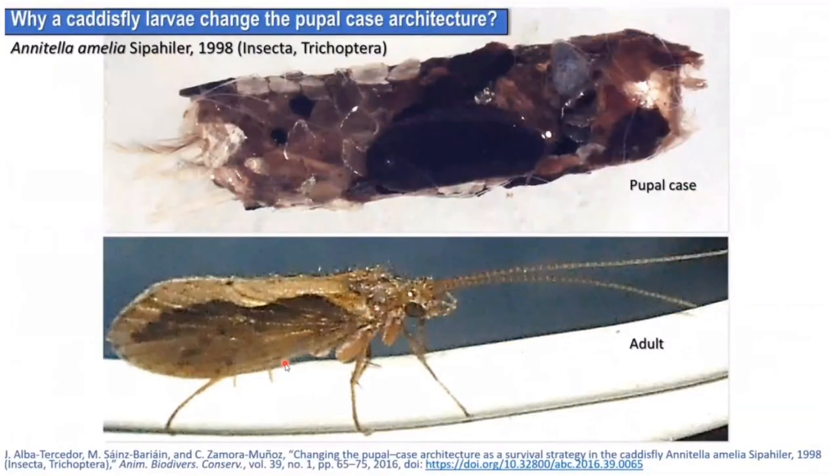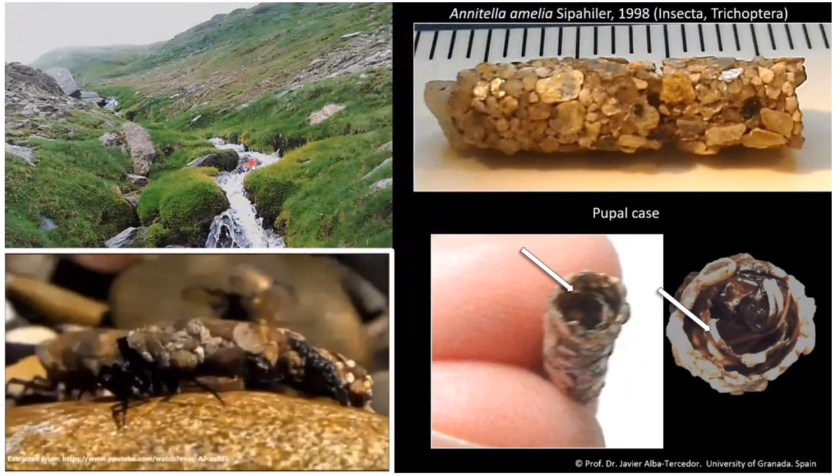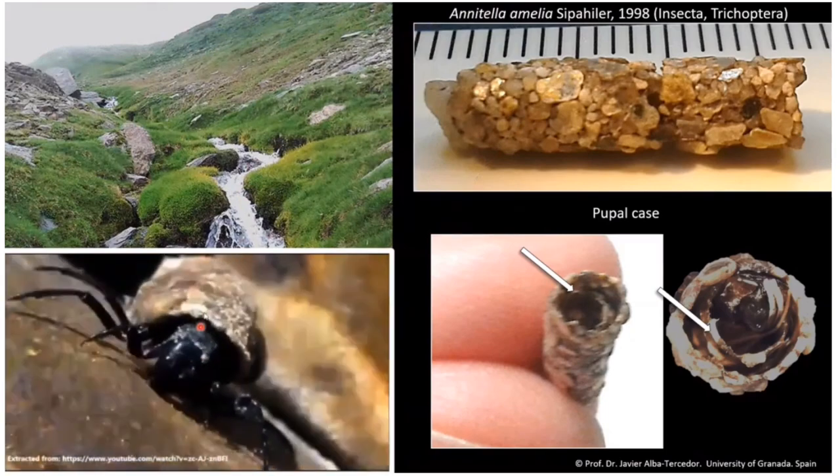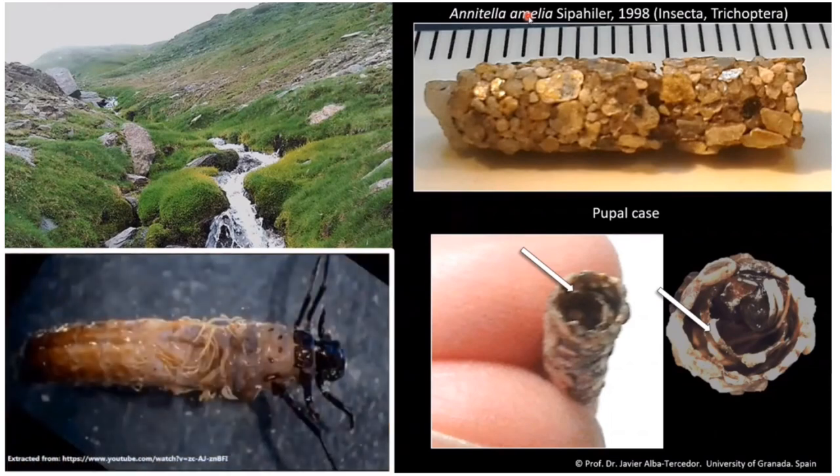We have also been using microCT to unveil biological survival strategies. As another example, I will explain how we could explain why caddisfly larvae changed the pupal case architecture. The caddisflies are very similar to moths. The larvae are aquatic, and when they pupate, they enclose themselves in these tubes and close them on one tip. Here you have a typical brook where caddisflies can live. Here are the larvae.